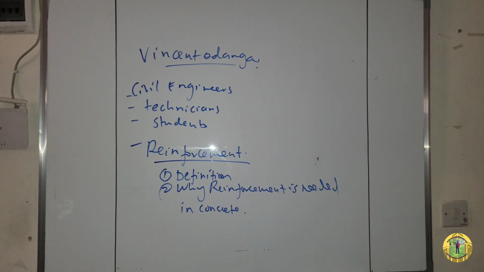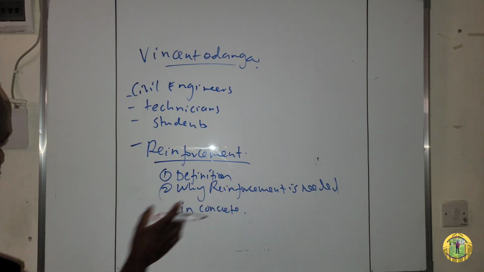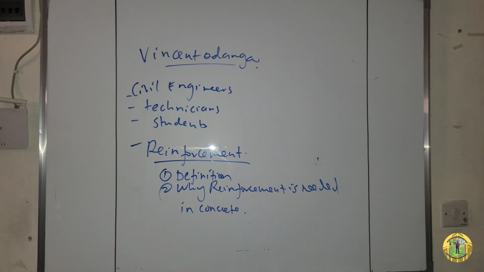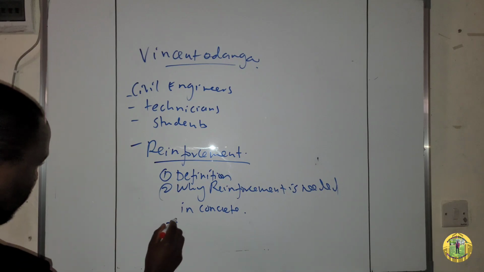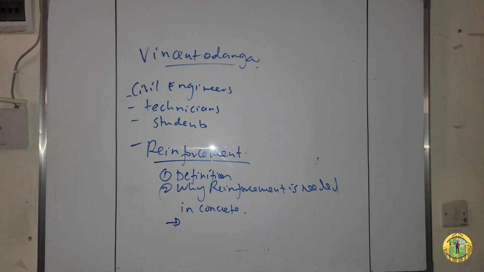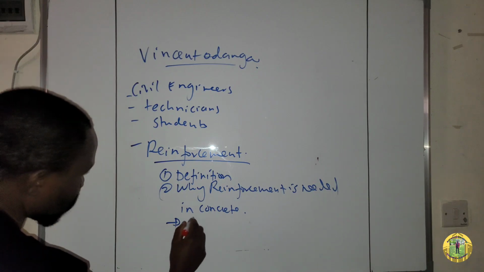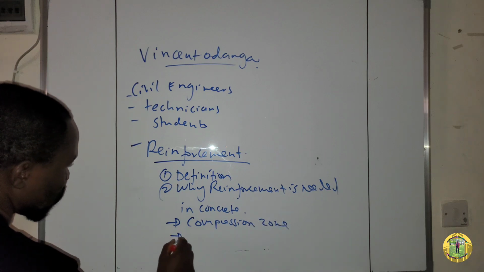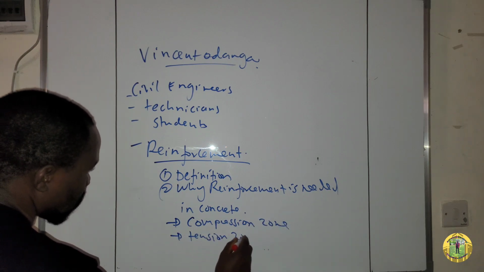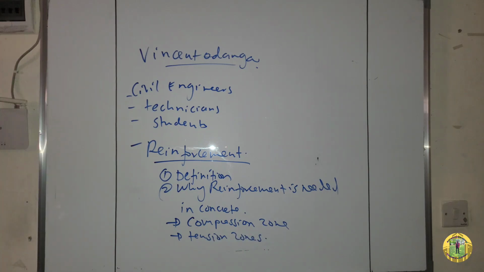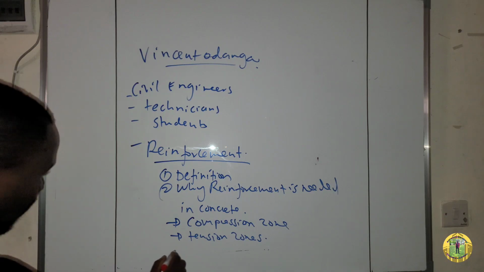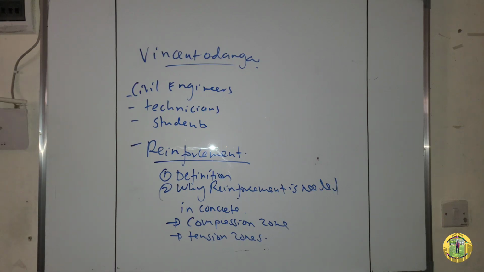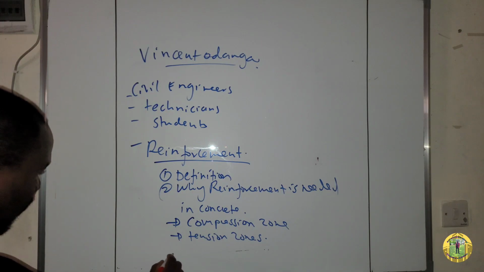And under this, why reinforcement is needed in concrete, I will explain various concepts regarding the compression zone and tension zone, and under compression zone and tension zone, I will explain various types of beams. For example, a loaded, simply supported beam.